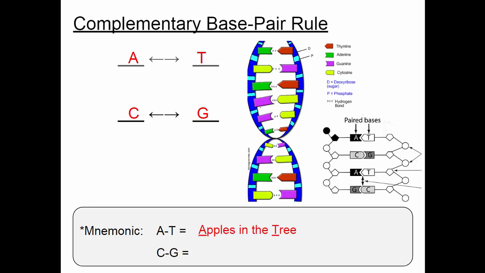So to help you remember, apples in trees, cars in the garage. You need a way to help you remember that. A and T go together, C and G go together.